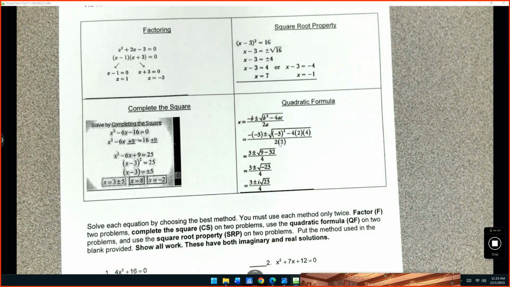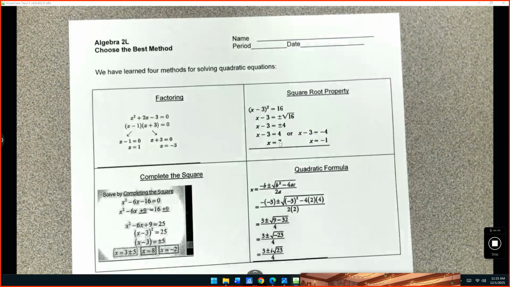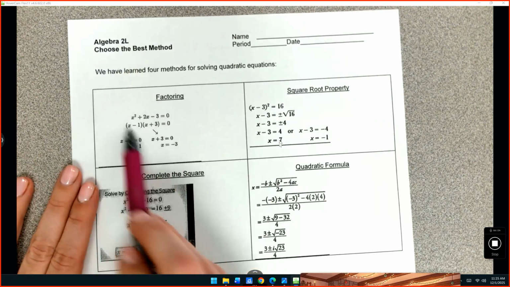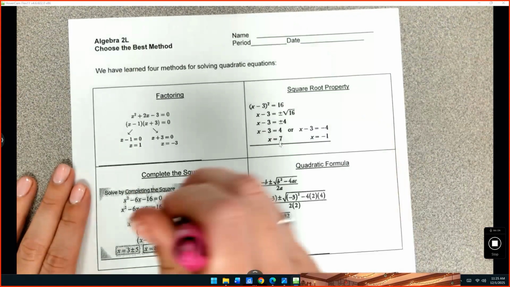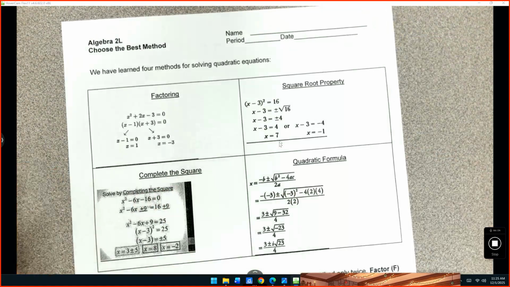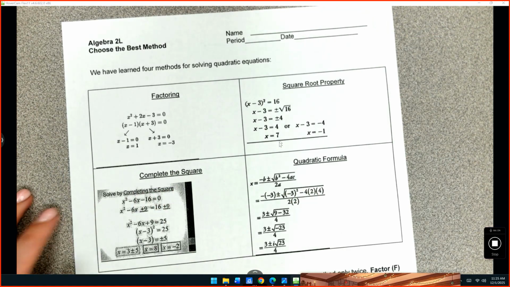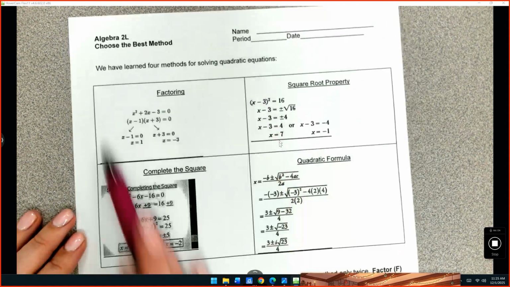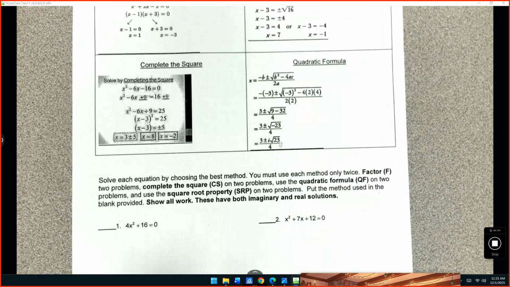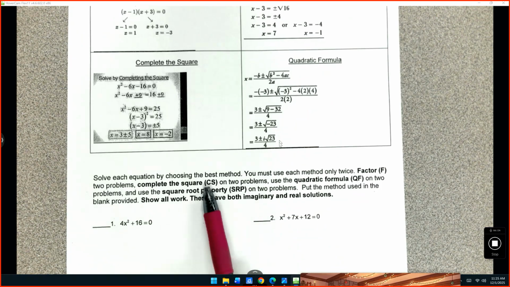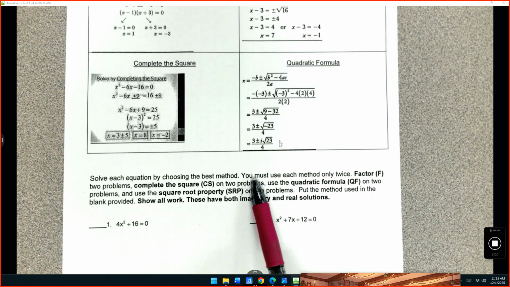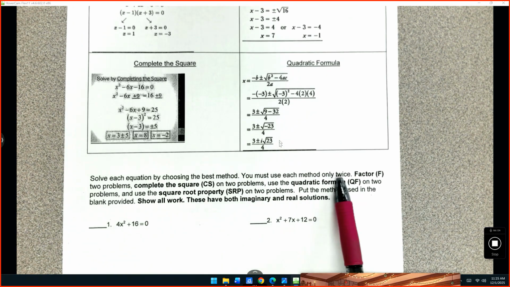So what I've done on this paper is basically, here's your crash course in the last 2 units. We had an entire unit on factoring, and then these 3, these were all this unit that we're in. But at a glance, here's an example for each one. So here's our task down here. It says solve each equation by choosing the best method. You must use each method only twice.